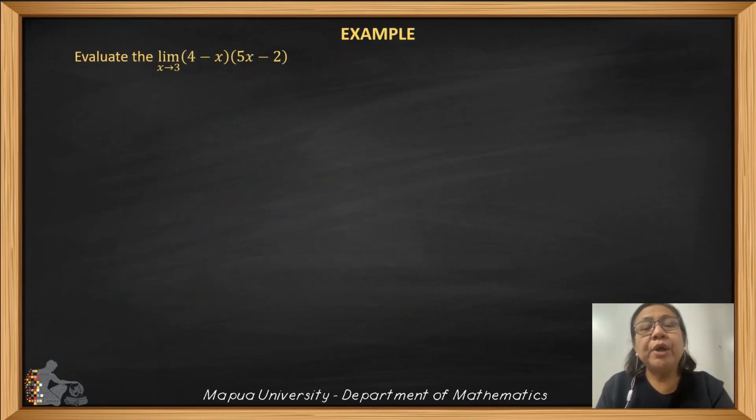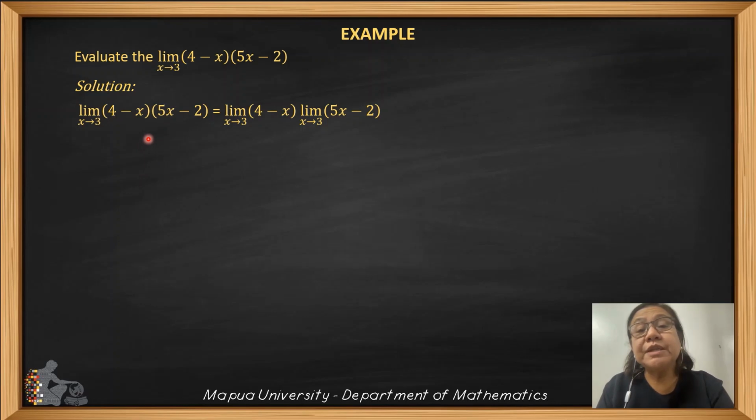Okay, at this point, we will be evaluating limits of functions and we will be applying the theorems that we have just discussed. So let us now evaluate the limit of 4 minus x times 5x minus 2 as x approaches 3. In this given example, what we have for the function is a product of two factors, 4 minus x and 5x minus 2.